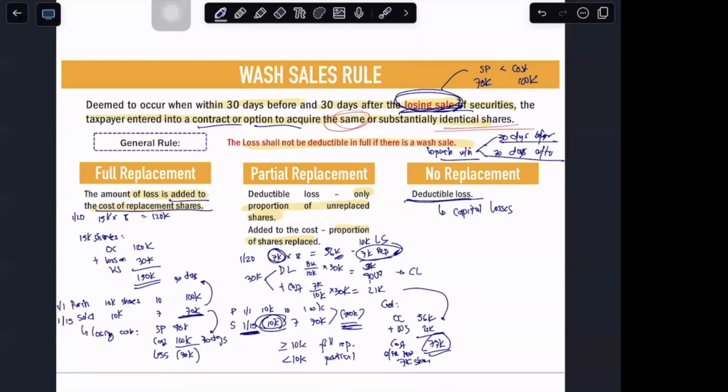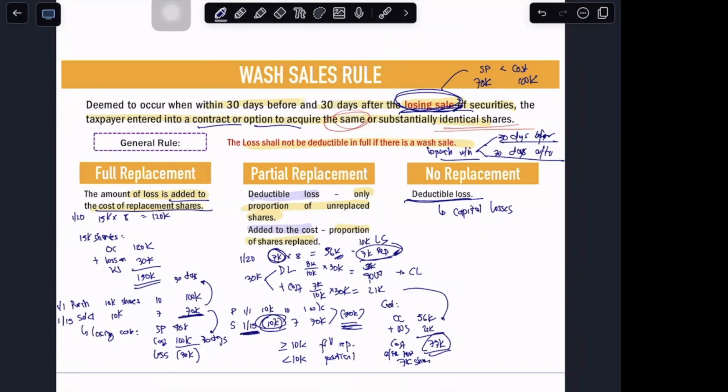If that is a full replacement, you add the loss to the cost of the replacement shares. If partial replacement, there is a deductible loss and a portion also added to the cost. The deductible loss is the proportion of unreplaced shares. So in our example, 10,000 shares were sold, right? Then only 7,000 were bought back. So we will only treat as deductible the loss on the unreplaced shares, which is 10K less 7K, so 3,000 shares.